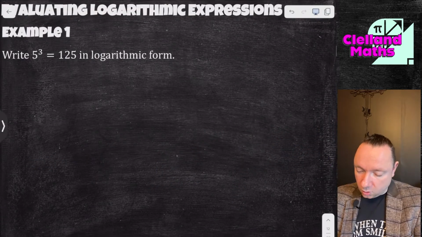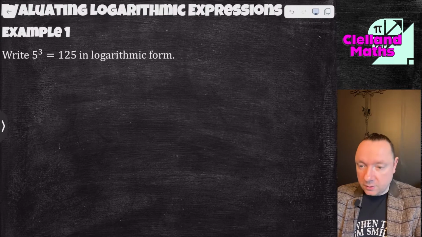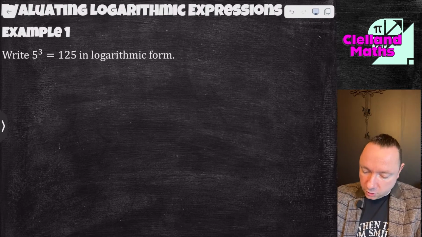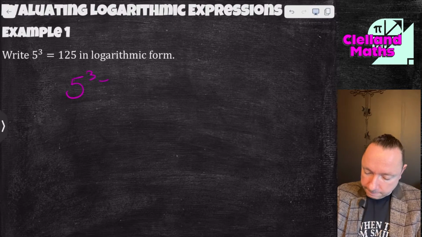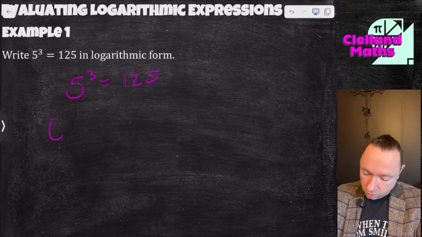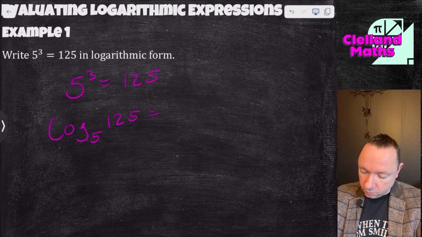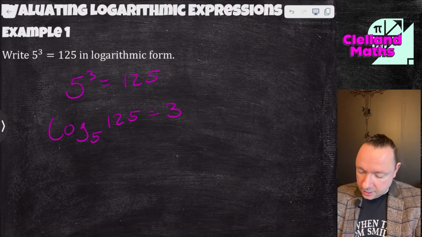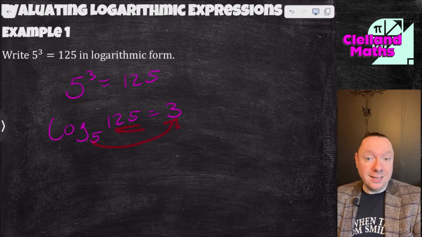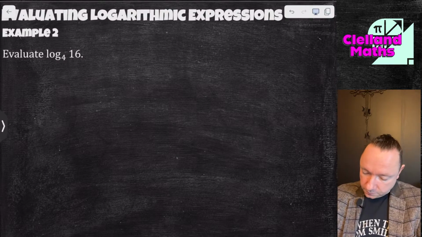So let's evaluate some logarithmic expressions. Write 5 cubed equals 125 in logarithmic form. So I've got 5 cubed equals 125. So that means that we now have log base 5 of 125, the right hand side, equals our power of 3. Just double check, because I remember it this way, 5 cubed equals 125. So I'm done there.